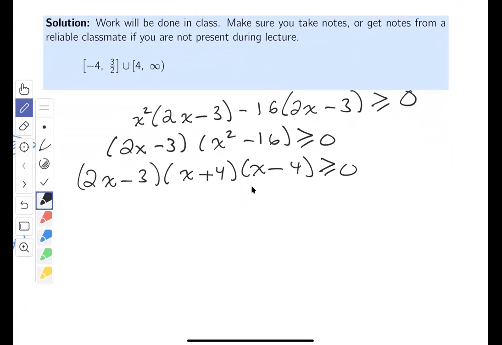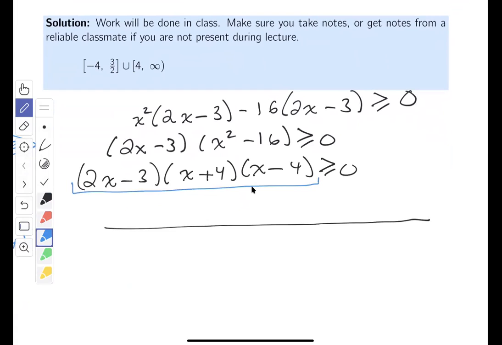What do I do now? Number line. What goes on the number line? The zeros of those factors. How many factors are there? There's 3 factors. There's going to be 3 distinct zeros in this case. What are they going to be? Well, I'll write them down for you. Plus or minus 4.